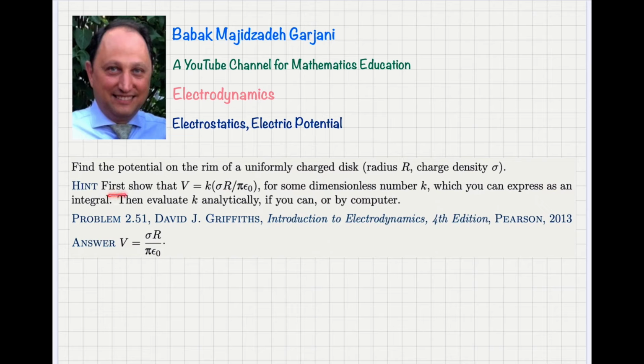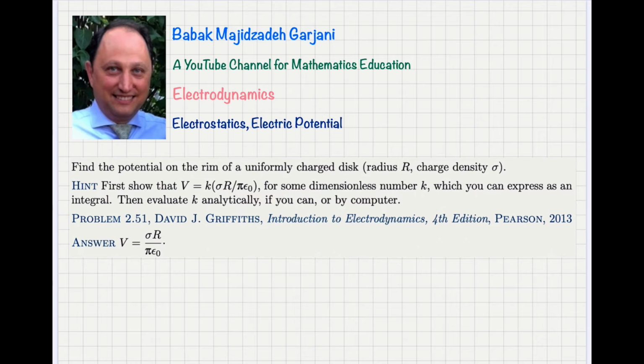First, show that V, the potential, equals K times sigma r over pi epsilon 0 for some dimensionless number K, which you can express as an integral. Then evaluate K analytically if you can, or by computer.